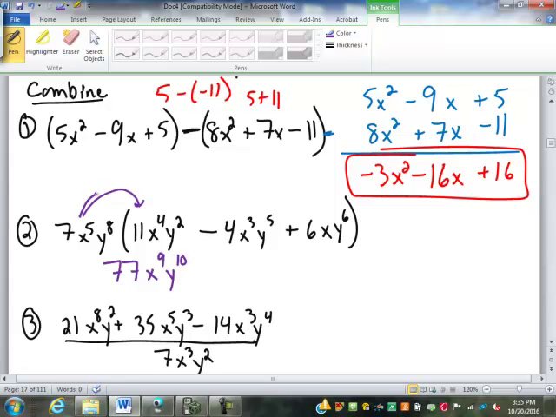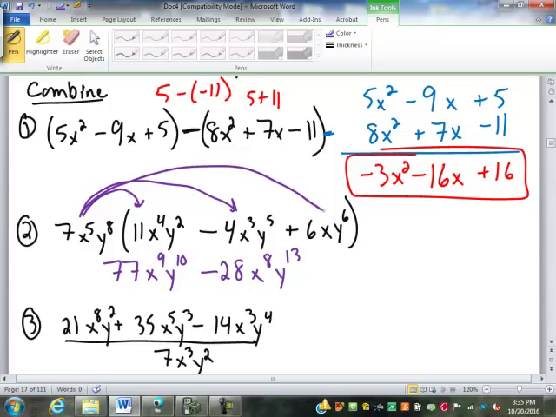Perfect. Then 7x to the 5th, y to the 8th, times a negative 4, x to the 3rd, y to the 5th. 7 times negative 4, negative 28. X to the 8, good. 5 and 3 make 8. Y to the 13, good. Y to the 8th, y to the 5th makes 13.